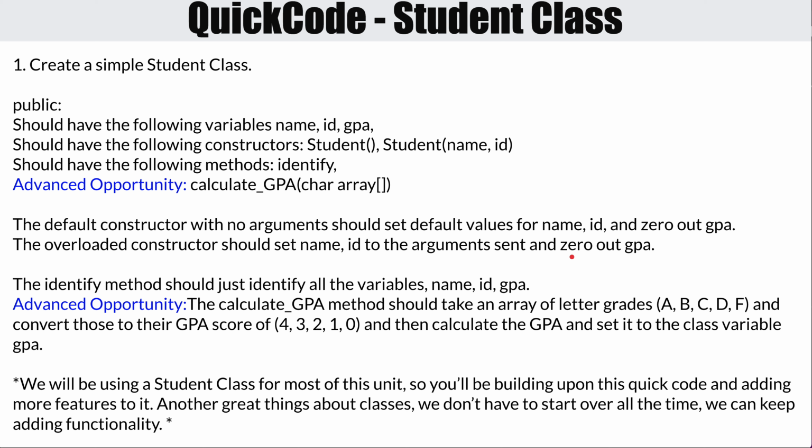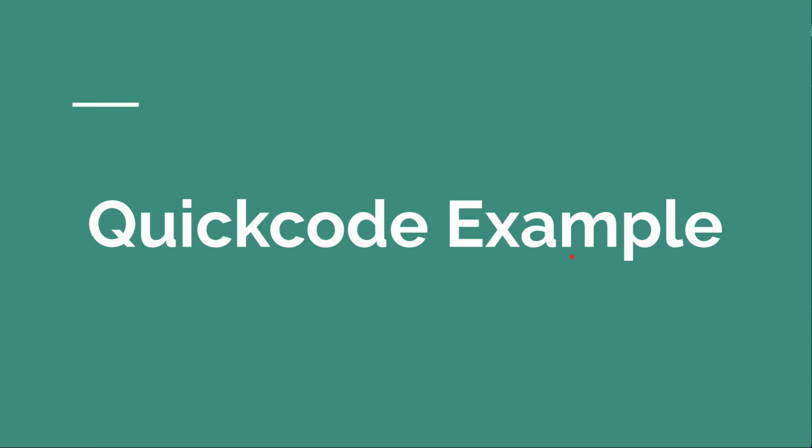Now we will be using the student class for most of this unit for the quick codes. So if you don't do this one, you're not going to be able to do the next one, and that's another reason why I'm keeping the first one pretty simple. That's another great thing about classes: we don't have to start over all the time. We can take what we've done with the student class and add more functionality, and just keep adding to it over time instead of starting from scratch. You will need this student class for the next 5 quick codes. I know I normally do an example, but I'm not doing one this time because the lesson was the example.